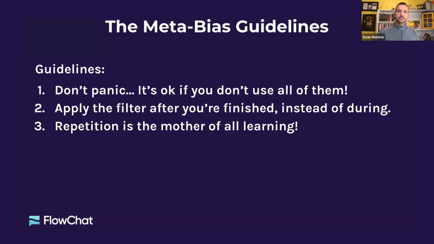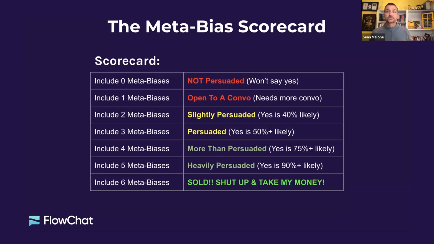That's really it. So here's the scorecard. I think this is valuable. Take a screenshot of this, because this is how you can persuade people, right? If you don't use any of the meta biases, now you're probably already using 1 or 2 or maybe 3 of these things on your own without even thinking about it. But if you don't use any in a messaging conversation, they're not going to be persuaded, and they won't say yes. If you're using 1, typically it means you need more conversation. You need to do more clarity work, finding, you need to do pain solving, et cetera, et cetera.